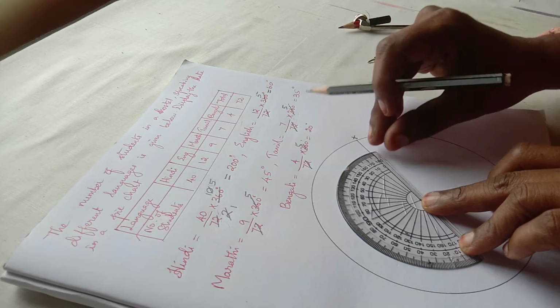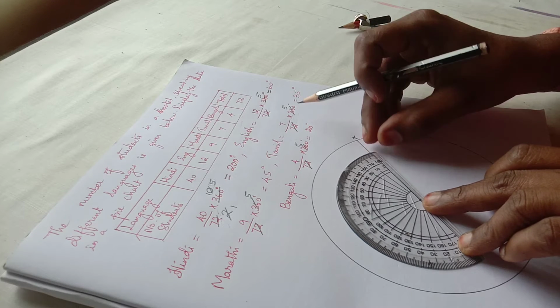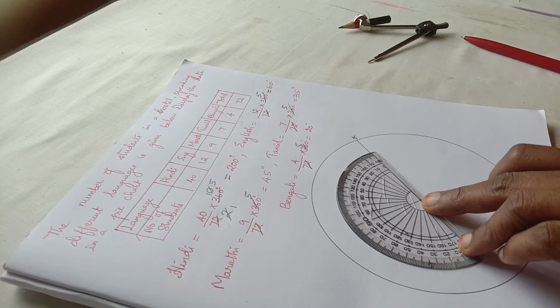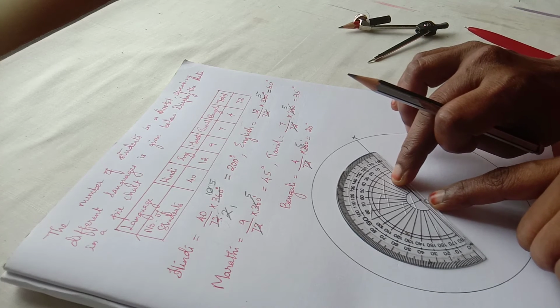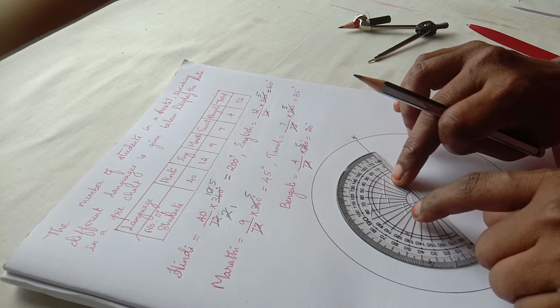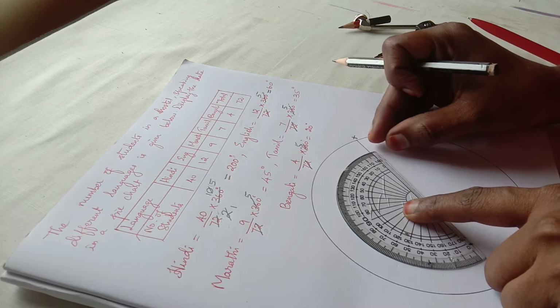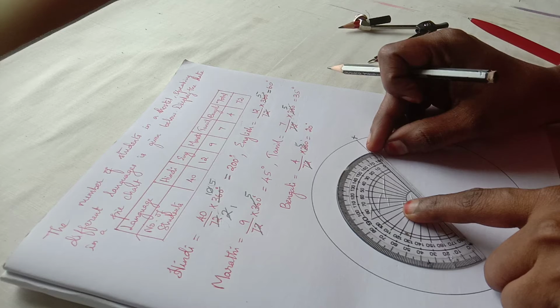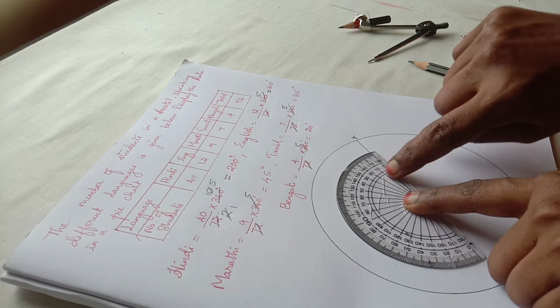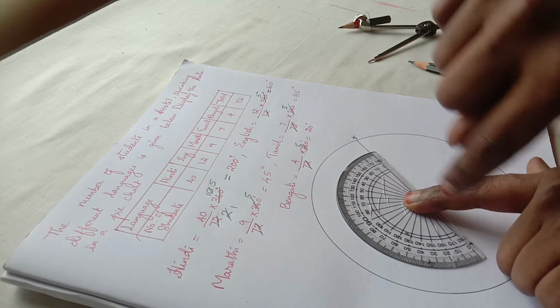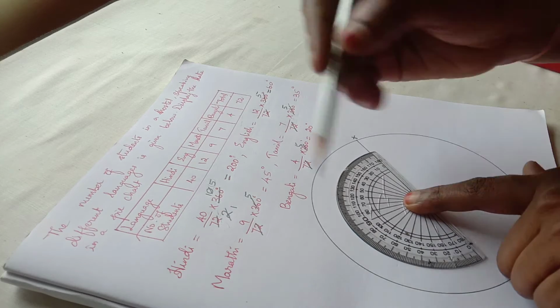The OX radius and the zero line, the baseline of the protractor, should coincide, and the center of the protractor and the center of the circle O should also be the same. Like that we need to adjust. Which side do we adjust? This side only, not this side. So how much are we going to construct?